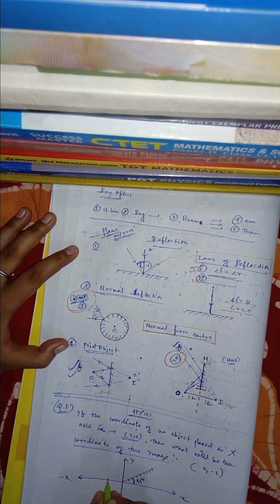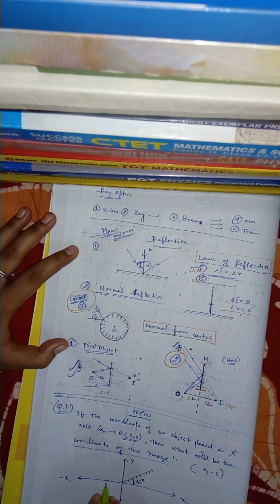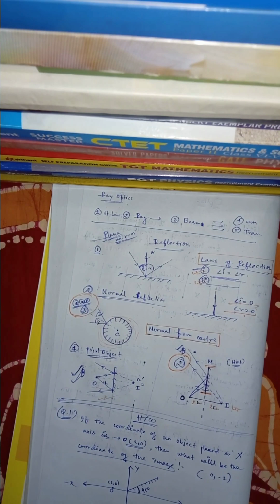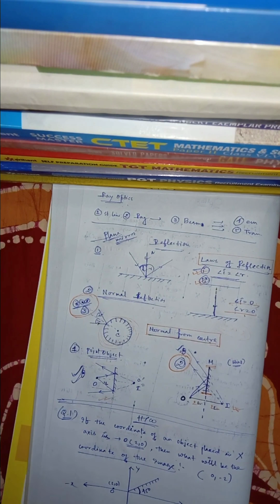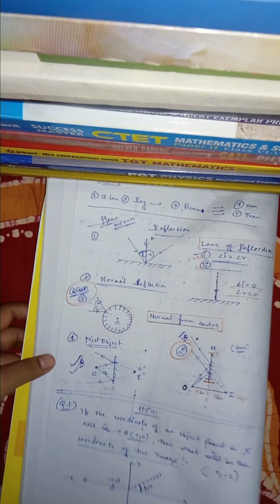Okay, so the object position has been given. So the object is here at 2, 0. You have to find the image position along with the image dimension. Okay, I hope it has been seen.